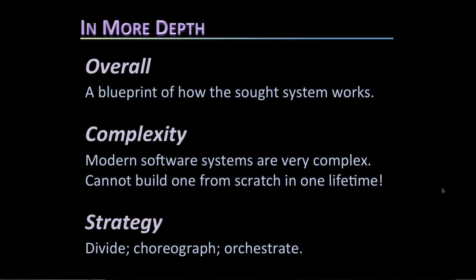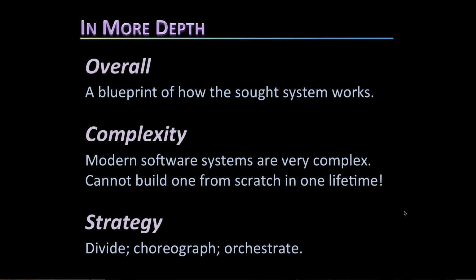Hence, we can view design as the process of identifying the needed components, defining how each one works, think of this as choreography, and then gluing these components together. And so by orchestrating them like this, they can implement the functionality of the system.